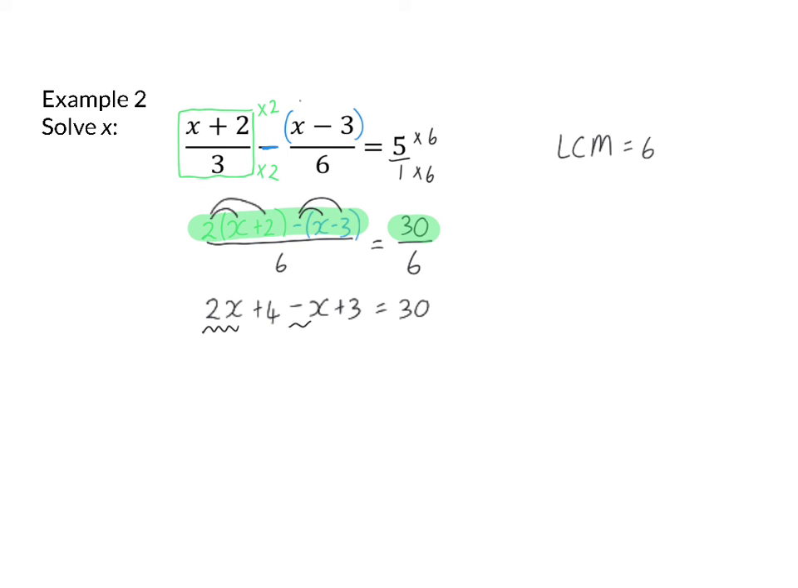Now I can simplify and put all my x's together to immediately get 1x. On the left hand side we also have a constant value of 7, which I'm going to subtract on the right hand side to end with x is 23.